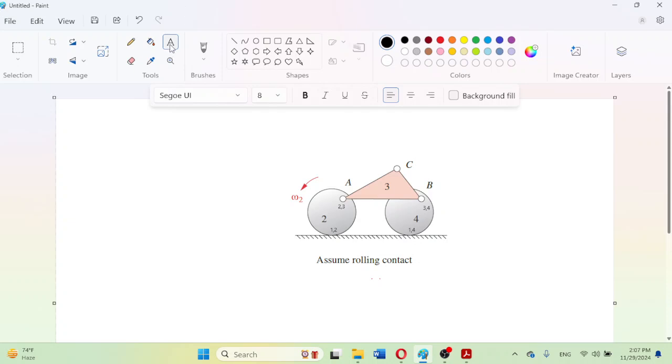Now I can input the I notation for the indication of instant centers. This here, another one here, for example.